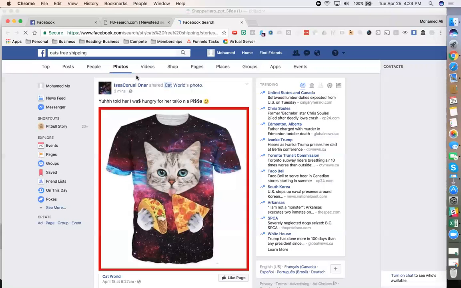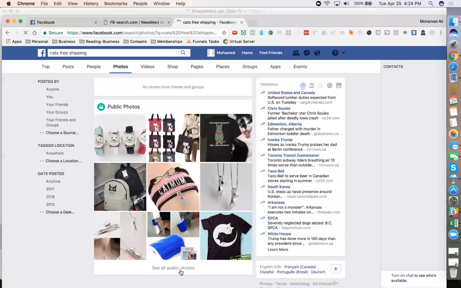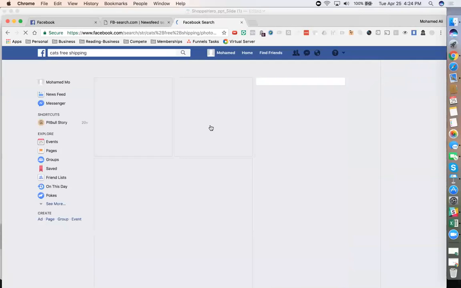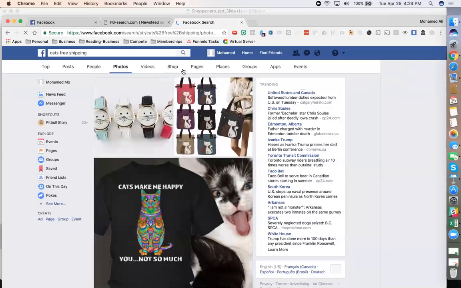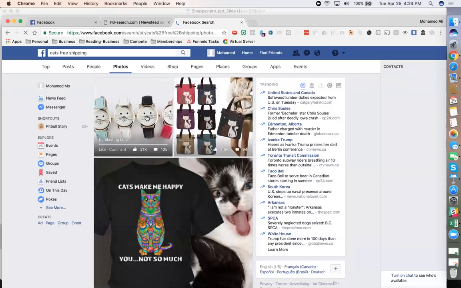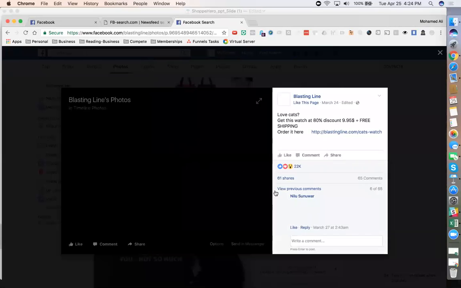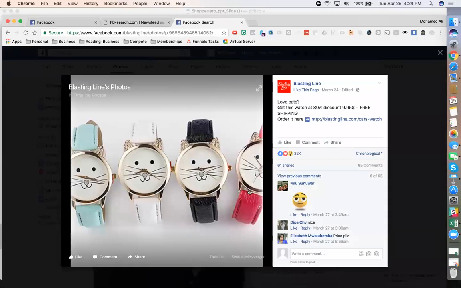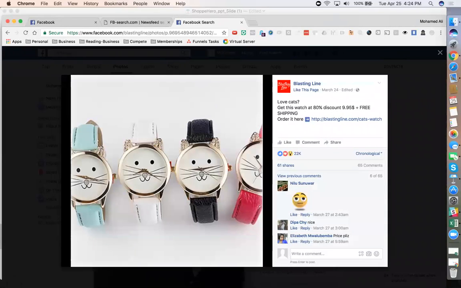So I'm going to photos. I'm looking for all the ad images that include cats and free shipping. And this is how you collect data on what is being sold on Facebook. So now, when you look at this watch right here, which has the cat face on it, or what looks like a cat face, it's basically for cat people. It has 22K likes, 61 shares, and 65 comments.